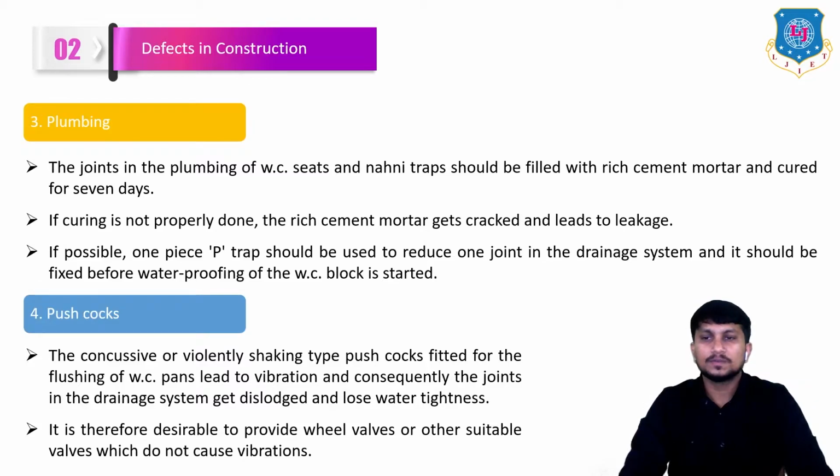Fourth, push cocks. The concussive or violently shaking type push cocks fitted for flushing of water closet pans lead to vibration and consequently the joints in drainage system get dislodged and lose water tightness. It is therefore desirable to provide wheel valves or other suitable valves which do not cause vibrations. So proper type of push cocks having less vibration should be provided during the construction.